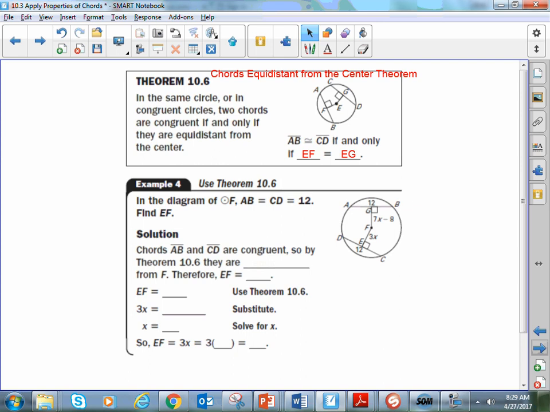Here in example 4, well, let me backtrack a little bit. For some reason, I'm thinking of a different problem. Here in example 4, they're giving us segment AB to be 12 units long, and segment DC to also be 12 units long. Because they're congruent in the same circle, the distance from F to E and from F to G has to be the same. So that allows me to write the equation that says 3x will be equal to 7x minus 8. From here, we can just solve the equation like normal. Finding the value of x in this case gives us 2. But answering the question, what is the length of segment EF? Well, we just plug the 2 back into the expression, and 3 times 2 says that segment EF is going to be 6 units long.